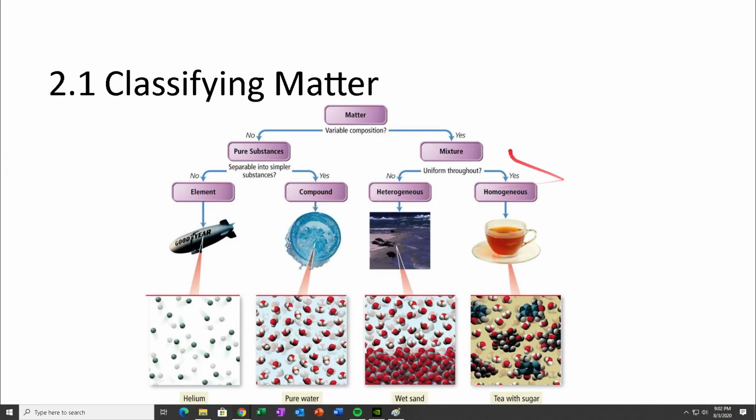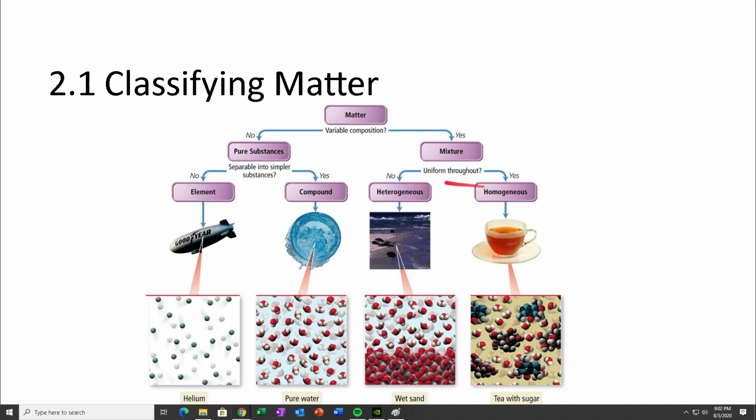Again, here is a flowchart for it. Matter is a composition. Is it a pure substance or a mixture? If it's a pure substance, is it an element? If not, it is a compound. Yes, if it's a mixture.